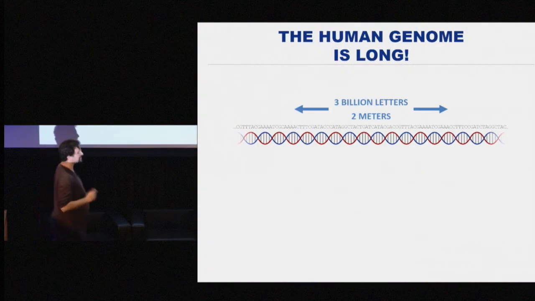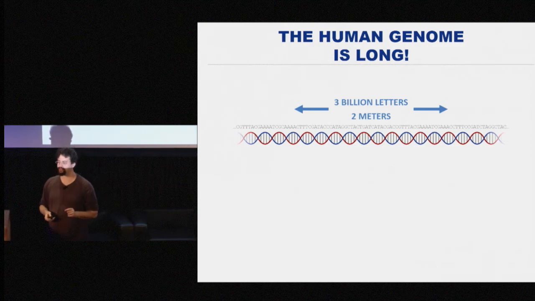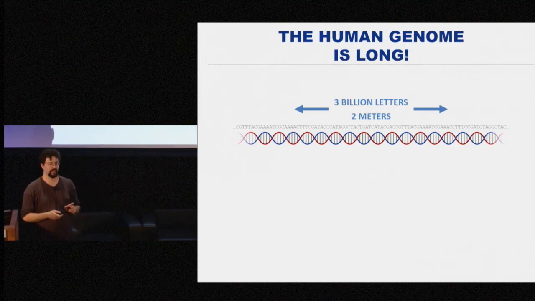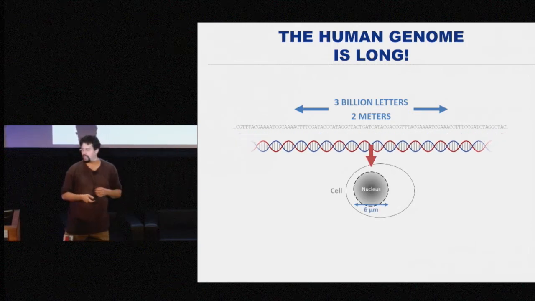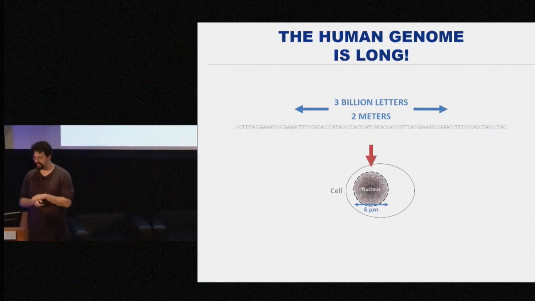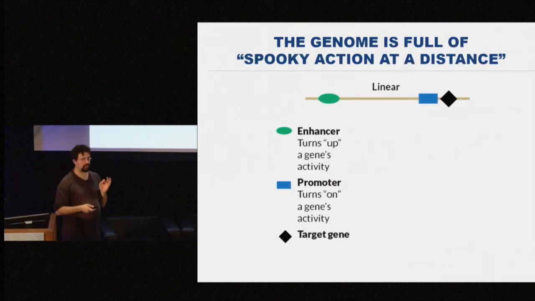OK, so the human genome physically is just a long molecule. It's about 2 meters long. But it has to fold up to fit inside the nucleus of a cell, which is only a few microns wide. The question is, how does it manage to do that? How does it manage to fit inside the nucleus of a cell? This has been a very old open question. It's one that has particular urgency.